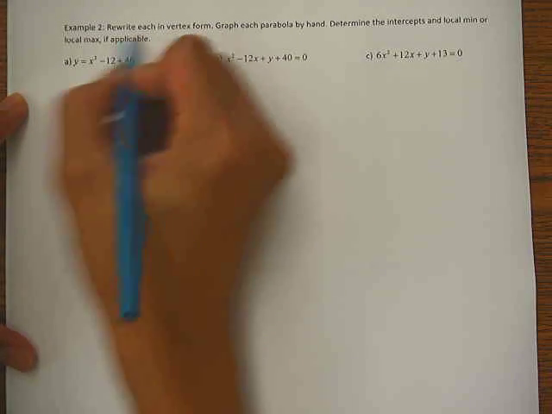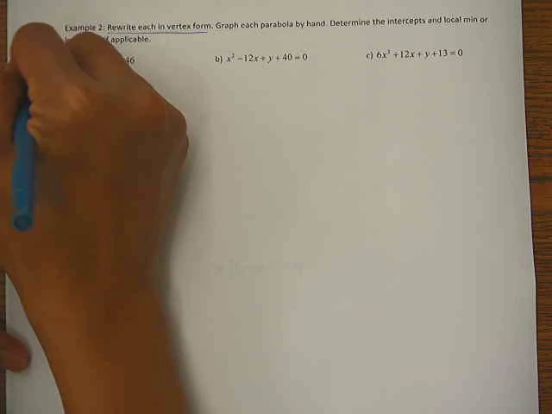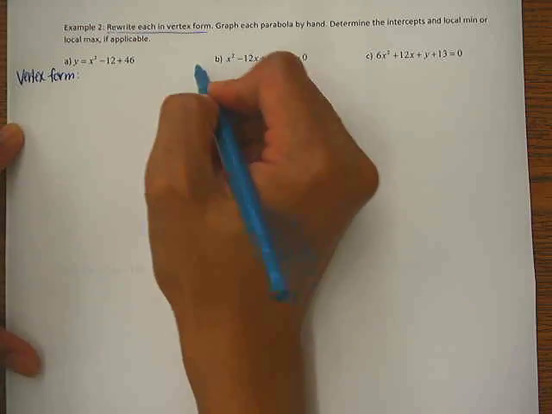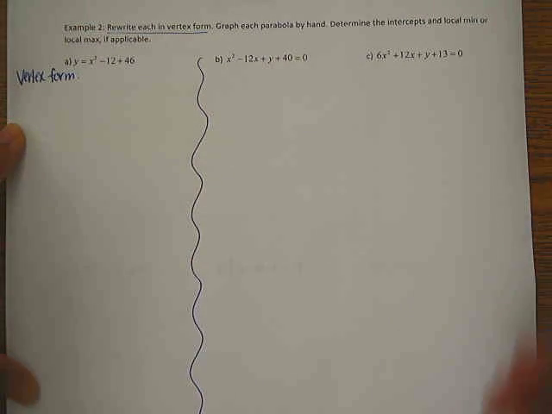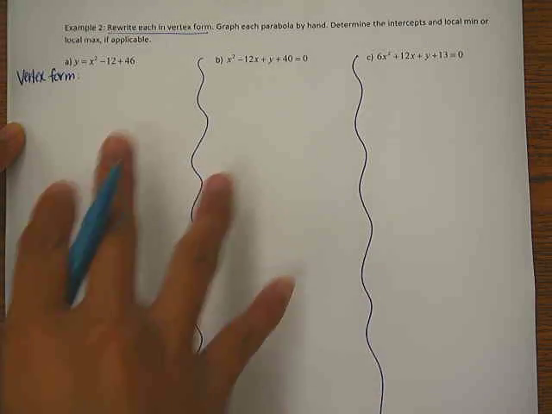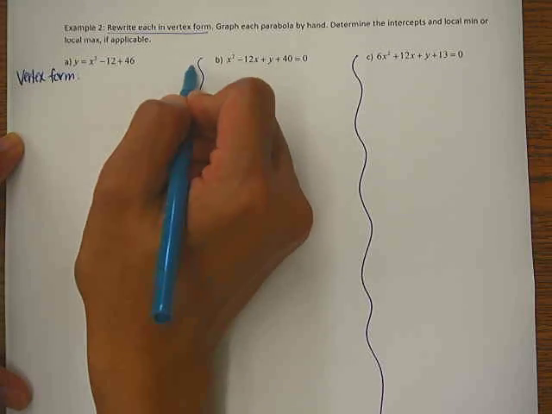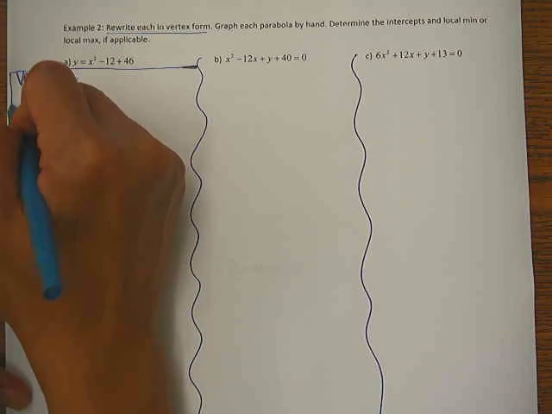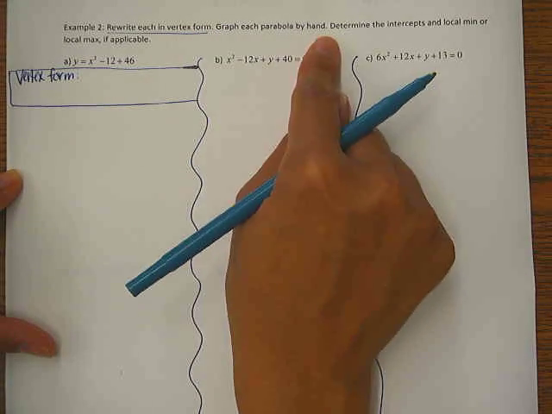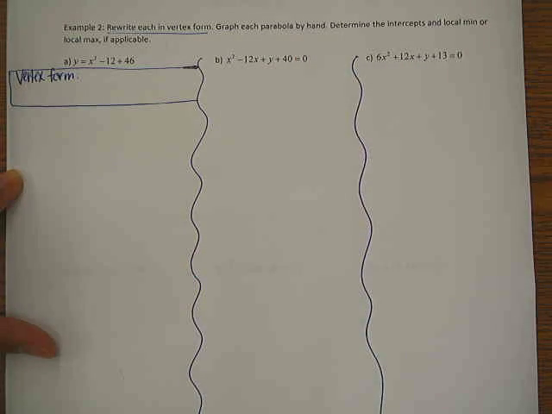So I'm going to write all of this right here, rewrite in vertex form. What I'm going to do first is separate these three, so I'm going to give each one its own personal space. So let's box my vertex form here. If I don't do this ahead of time, I tend to forget which piece I'm supposed to answer and which one I have not answered yet.